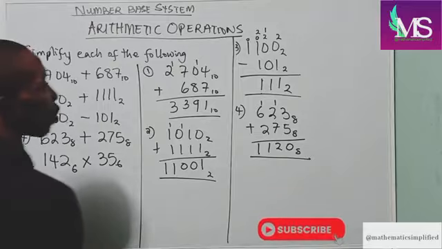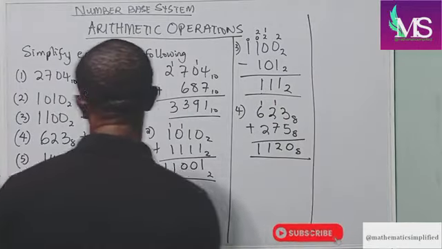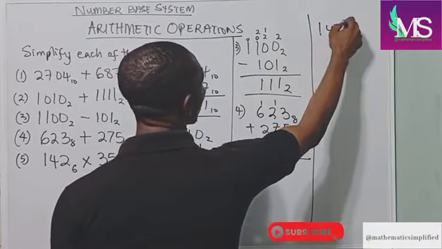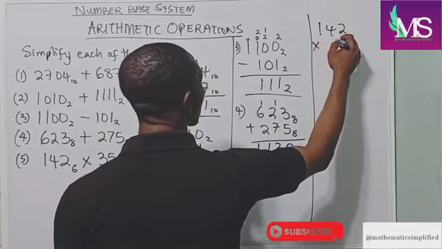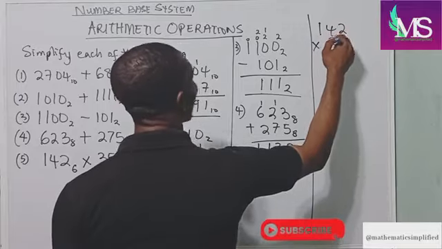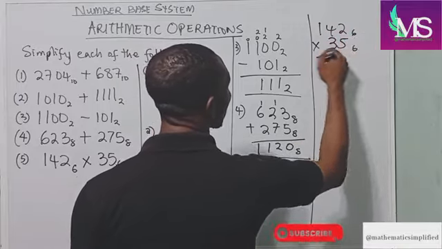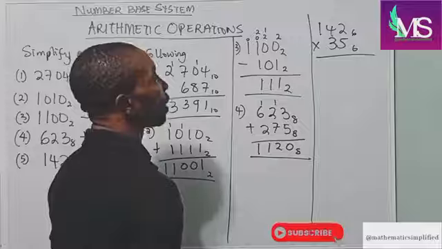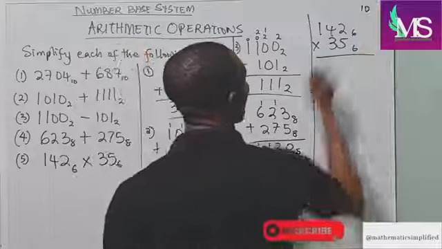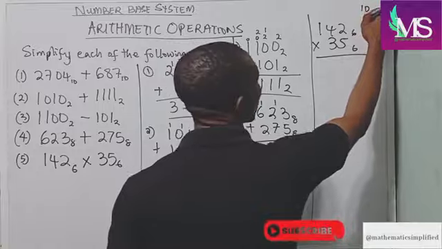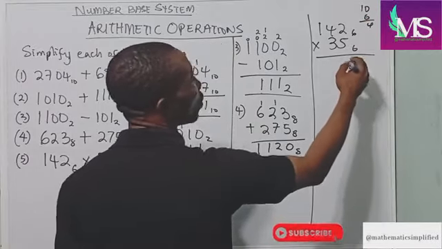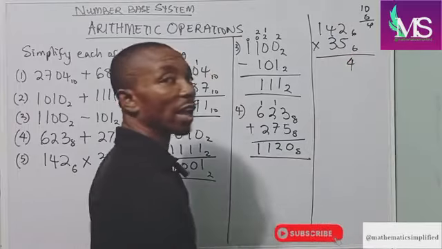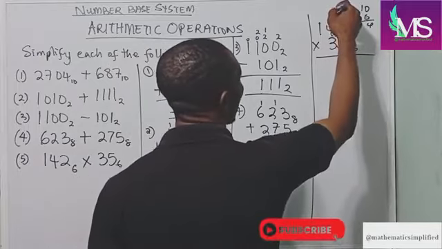Now the next one we are looking at will be multiplication. Okay, we have 142 times 35, all in base 6. Now 5 times 2 will give us 10, right? 10 minus 6, we have a remainder of 4. So this gives us a remainder 4. But 6 is going into 10 one time, so we will carry 1.